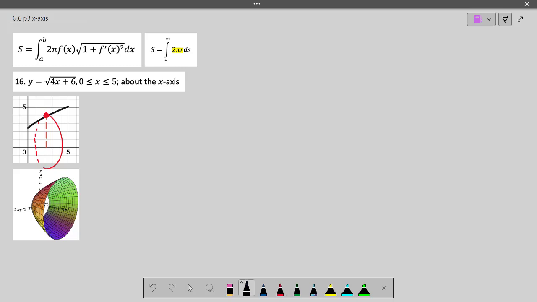So let's see if we can do that. So our surface area will be 2 pi times the integral. They give us limits of integration of 0 and 5. R. What is R? Square root of 4x plus 6. It's the function, right? R is the distance from the x-axis, the axis of rotation, to the curve, and that is exactly the function. So square root of 4x plus 6. That is R. And then ds.